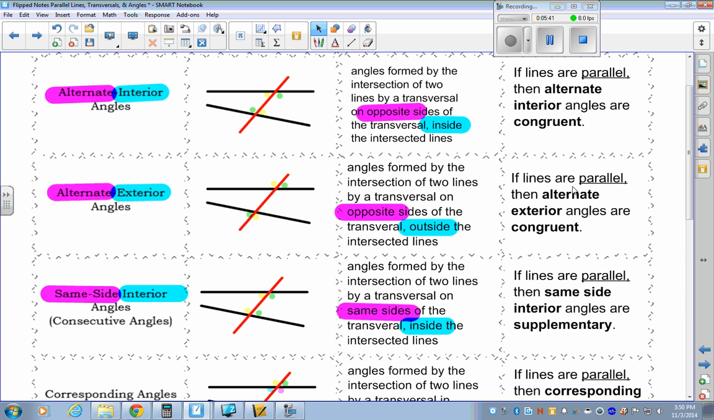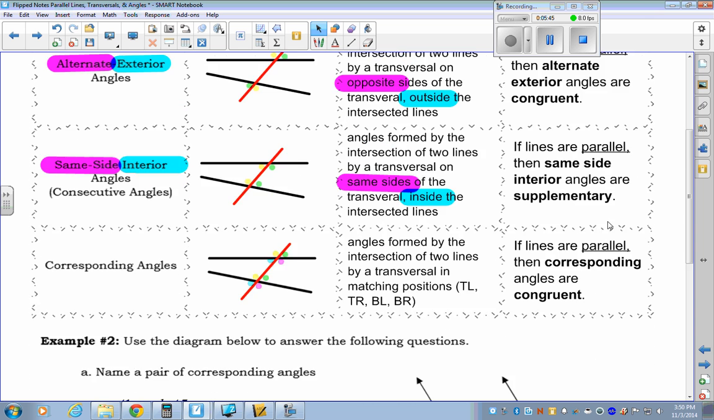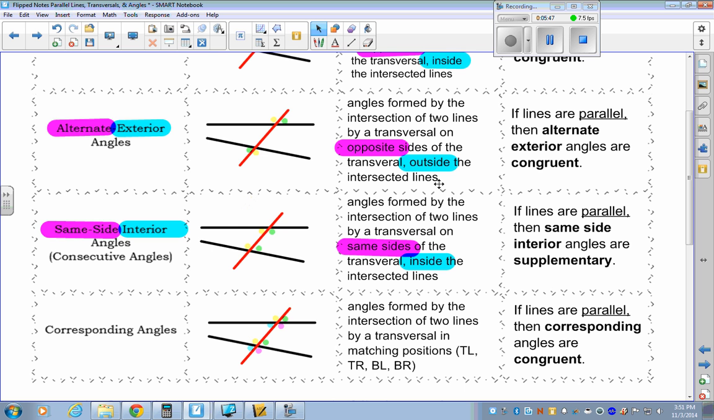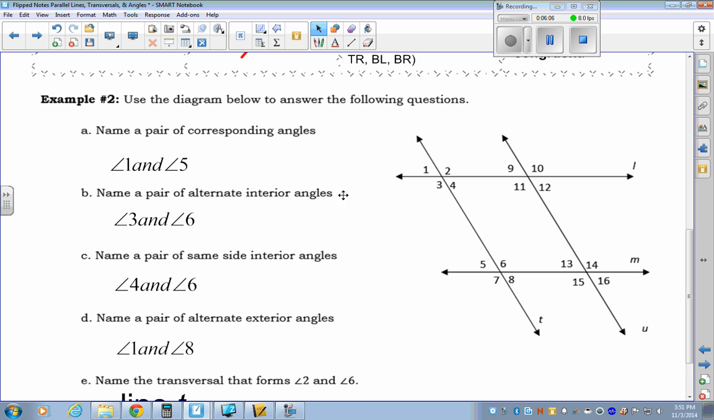So alternate interior, alternate exterior, and corresponding angles are congruent if the lines are parallel, and same side angles are supplementary. So the difference between the same side interior angles and the corresponding angles is that same side interior are both contained within the two lines, whereas corresponding angles are in the same position, so one will be inside and one will be outside, for example.